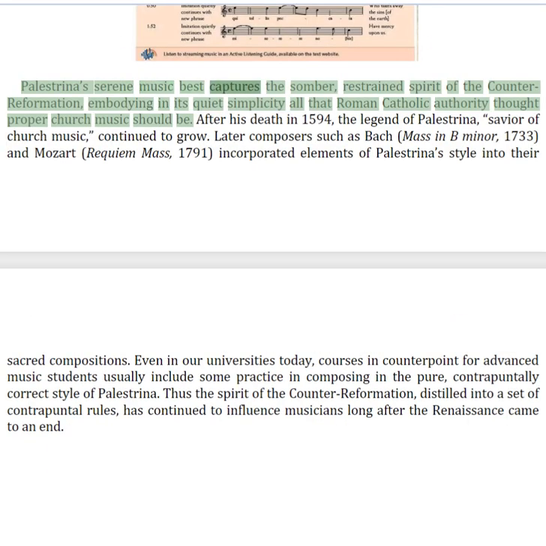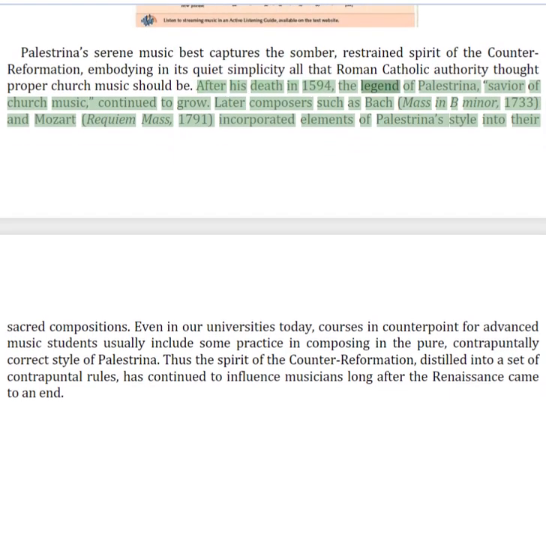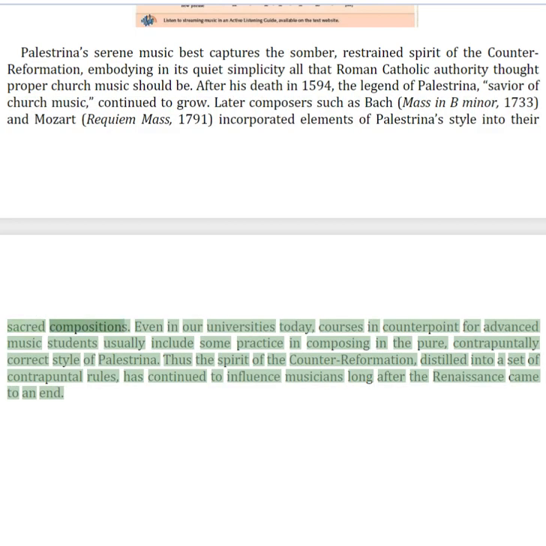Palestrina's serene music best captures the somber, restrained spirit of the Counter-Reformation, embodying in its quiet simplicity all that Roman Catholic authority thought proper church music should be. After his death in 1594, the legend of Palestrina, savior of church music, continued to grow. Later composers such as Bach and Mozart incorporated elements of Palestrina's style into their sacred compositions. Even in our universities today, courses in counterpoint for advanced music students usually include some practice in composing in the pure, contrapuntally correct style of Palestrina. Thus the spirit of the Counter-Reformation, distilled into a set of contrapuntal rules, has continued to influence musicians long after the Renaissance came to an end.